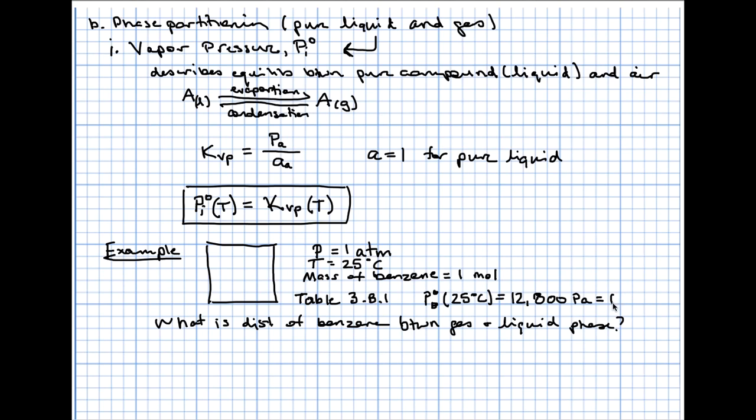Now the conversion from pascals to atmospheres is in one of the tables on the front flap of your book. So I'm going to go ahead and do that conversion for you. That's equal to 0.127 atmospheres.